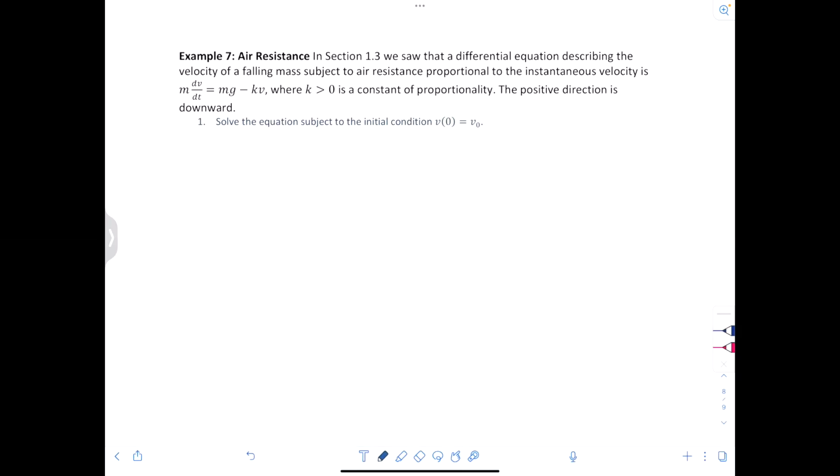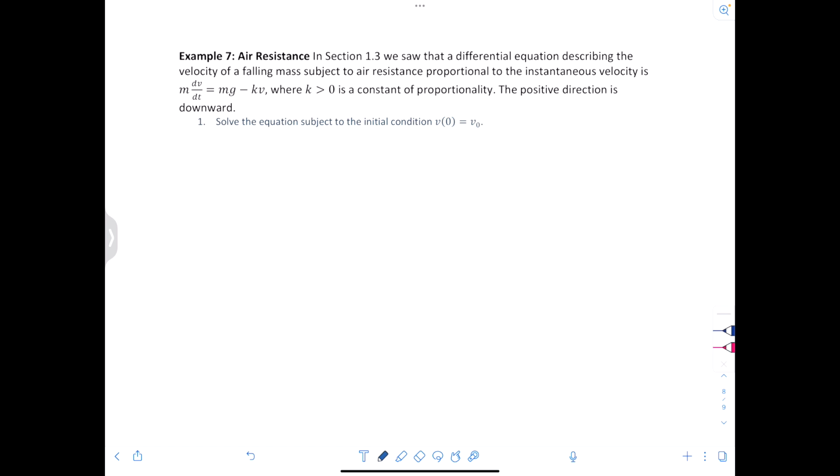Hi there, it's Shannon Matchick-Myers, and today we are continuing section 3.1 from the Zill text with our last example of applications that can be modeled using linear differential equations. So this one involves air resistance.